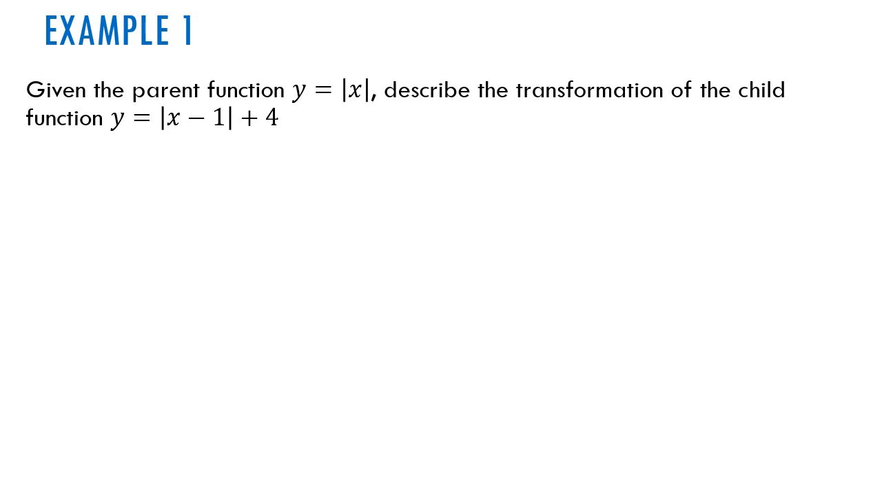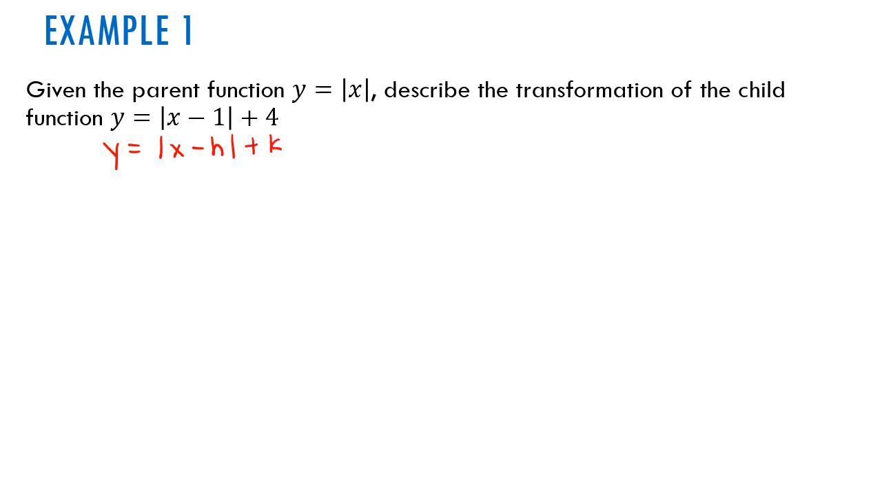Okay, so this is not about doing any math. This is about describing what happens by knowing what each number does when you look at the child function. So we have a parent function, y equals the absolute value of x. It says describe the transformation of the child function, y equals absolute value x minus 1 plus 4. So we're just going to identify each part. We have y equals absolute value of x minus h plus k. That's essentially what we have here.